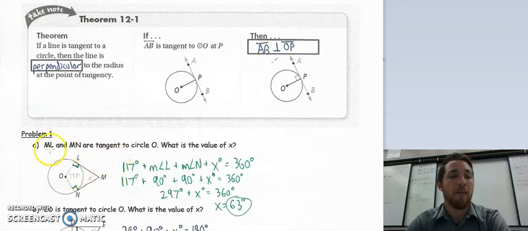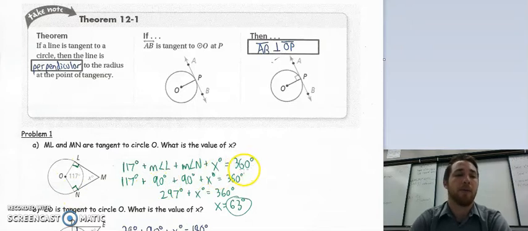If ML and MN are tangent to the circle O, we have to figure out X, basically by using what we just referred to in that last theorem. If I use ML and MN both as tangent lines, remember those are both going to be perpendicular to the radii that I have here, OL and ON. So those are right angles, and it also gives me 117 as the central angle of that circle. To find X, all we have to do is remember that if I have four angles, that's a quadrilateral, and I know that's going to add up to 360. And that's where I get my formula.